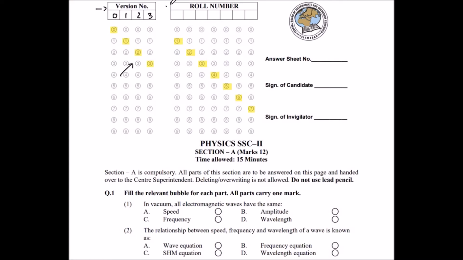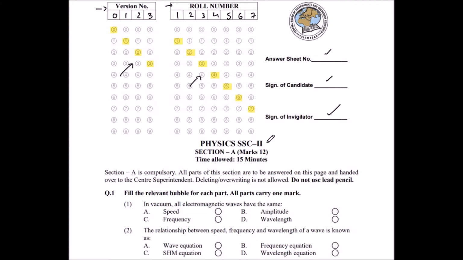On the right side you can see your roll number. Let's suppose your roll number is 1, 2, 3, 4, 5, 6 and 7. In this way, you have to fill the bubbles to write your roll number. On this side, you write your answer sheet number, which is written on your answer sheet. Here is your signature, and here is the signature of your examiner or invigilator.